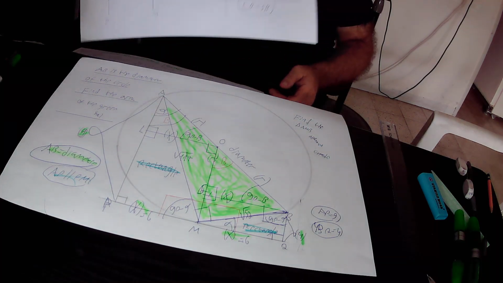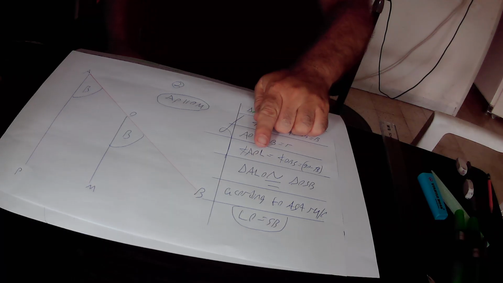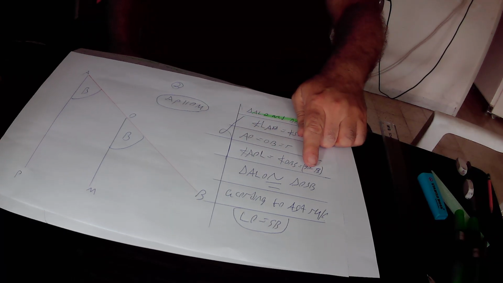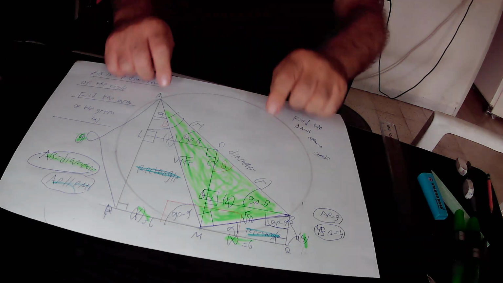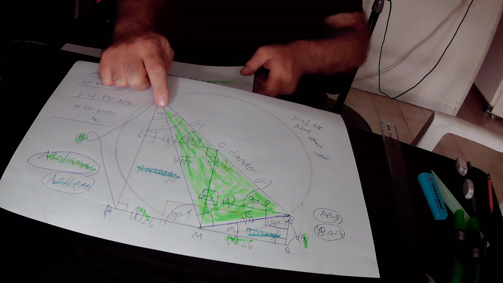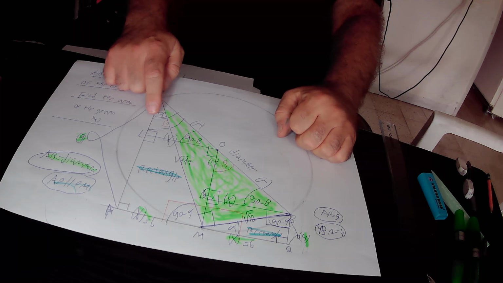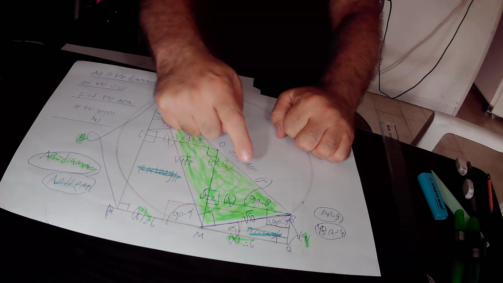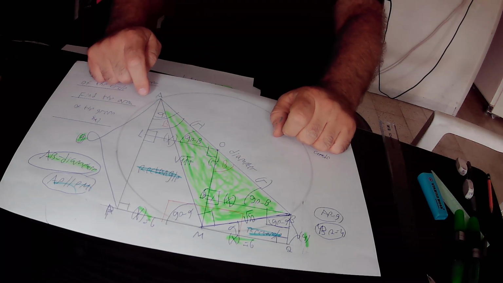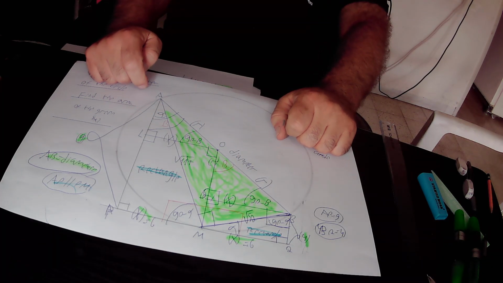So again, we know that right triangle ALO is congruent to the right triangle OSB according to the angle-side-angle rule. And from the fact that those two right triangles are congruent, we know that side LO of the right triangle ALO is equal to side SB of the right triangle OSB, according to the rule that corresponding sides in congruent triangles are equal to each other.